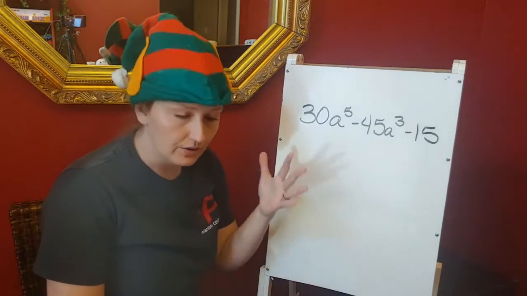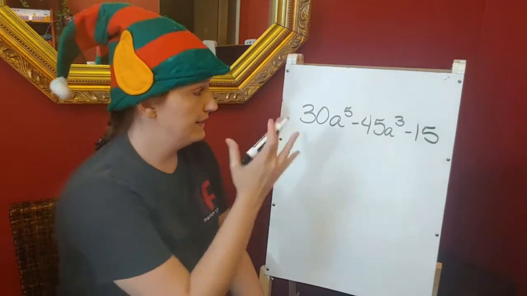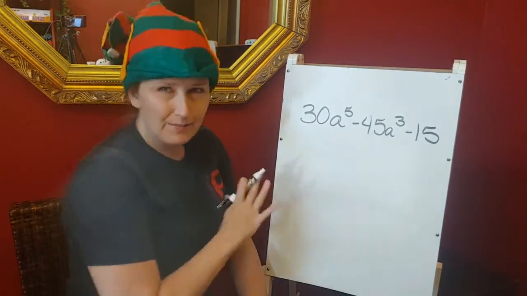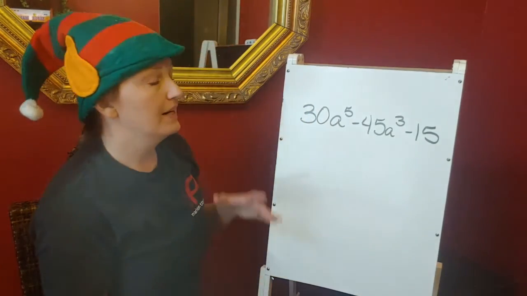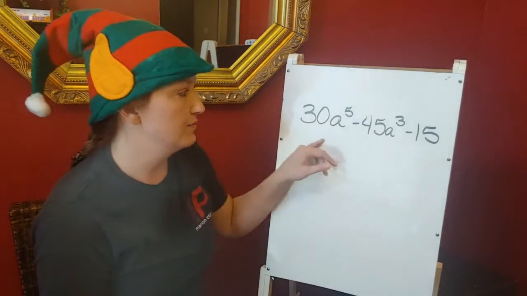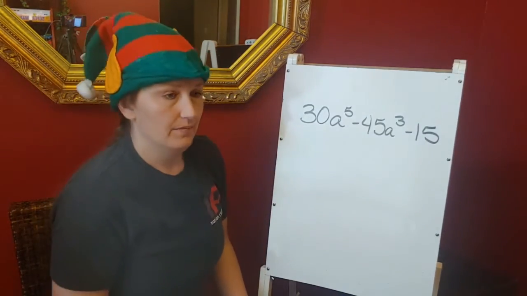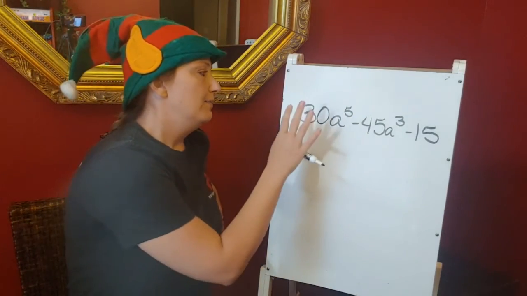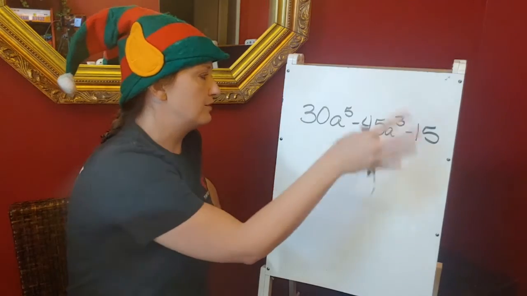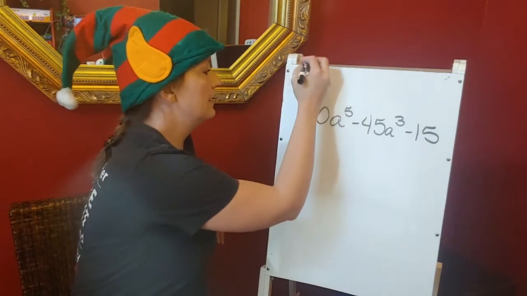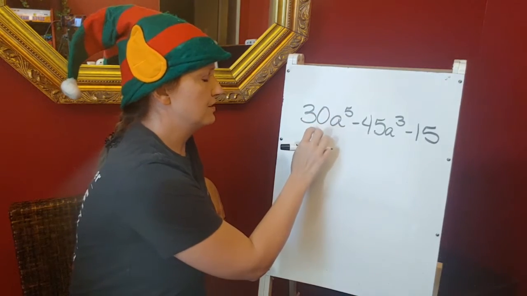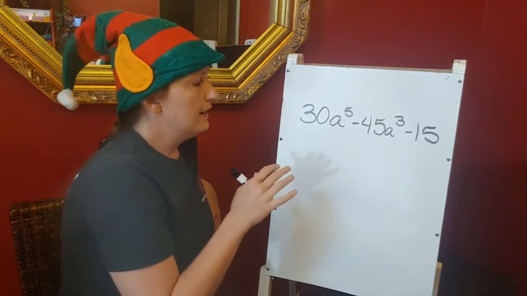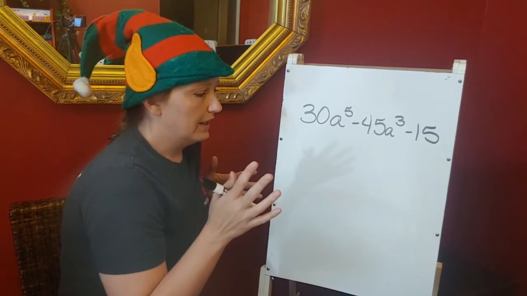Okay, so let's look at something a little harder. In this expression, 2 of my terms have variables in them. My last term does not. So I'm not going to be factoring out any sort of variable from this. But I still do need to look at what my greatest common factor is between these 3 terms. Essentially, what's the biggest number that will go into all 3 of them evenly? If it helps, you can write out the factors. There's a whole lot of factors of 30, 15, and 45. But I'm really looking for the greatest one.